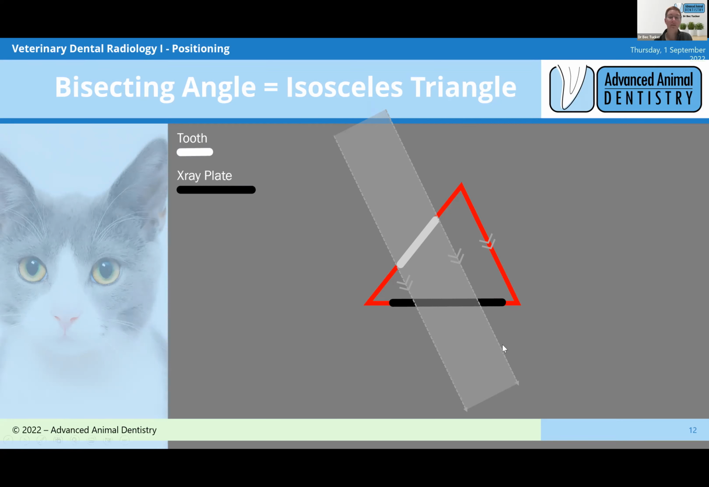That technique makes no sense in my head. I like bisecting angle, but I think this makes more sense in Aaron's head.